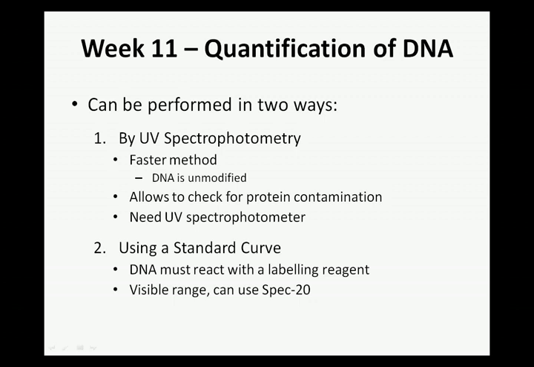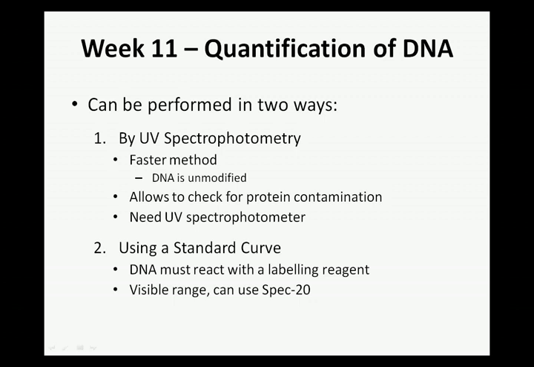The other advantage is that it allows you also to check the purity of the sample, and more specifically to see how much protein you have in percentage in your total sample. The drawback is that you need a UV spectrophotometer, which is more expensive than a regular spectrophotometer. So this is a spectrophotometer that allows you to measure absorbance at low wavelength, so in the UV range. It is very different from a regular spec 20.